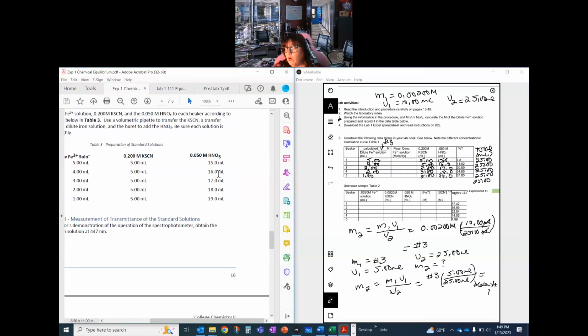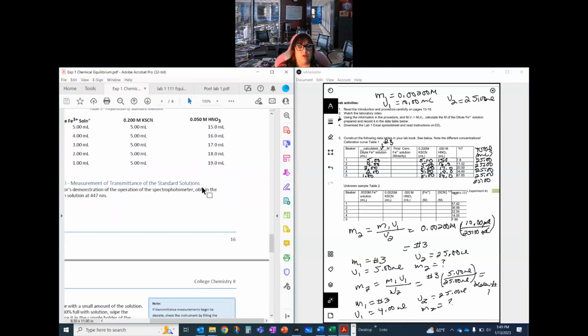So this answer is for beaker 1. For beaker 2, we're going to be using M1 equals number 3, V1 equals 4 milliliters, V2 equals 25 milliliters, and M2 is equal to question mark. And we'll set up the exact same calculation for that, okay? So that's how that is going to look. All right, awesome. Now, let's talk about the next table, because the next table is a little bit different.